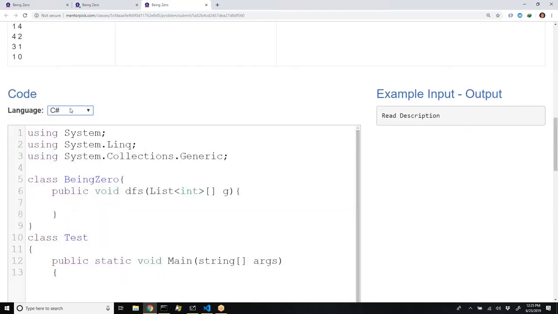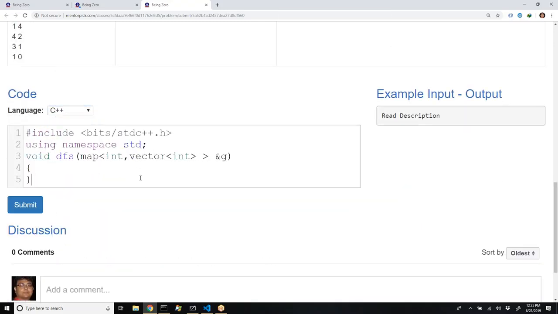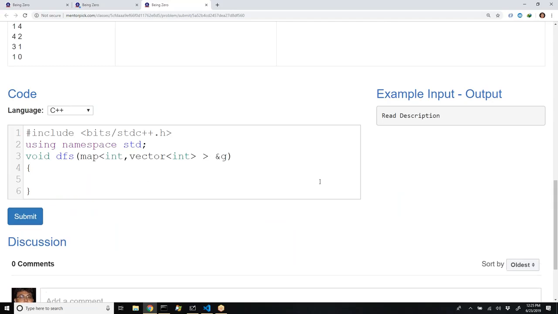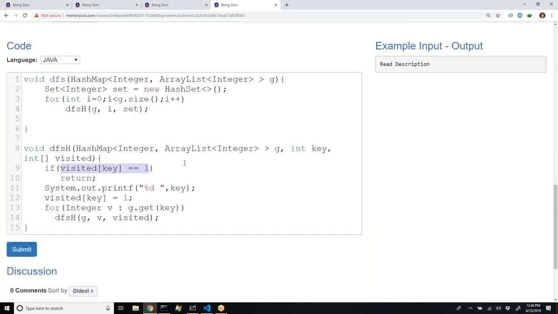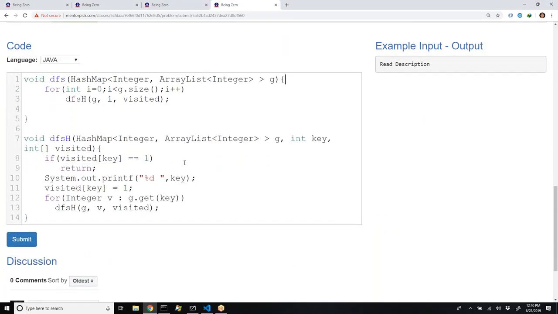Here I believe every language has the code given here. This conference will now be recorded. So let's revert it back to the visited thing and start from there. Yeah, so this is the DFS code.